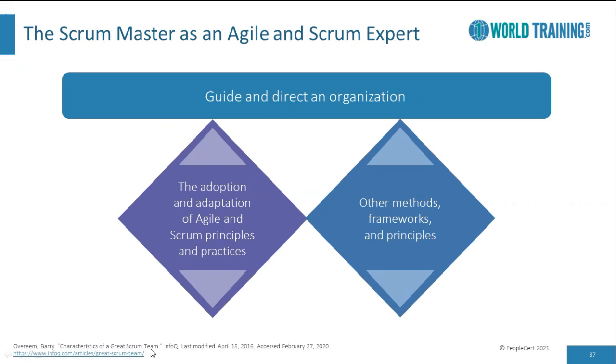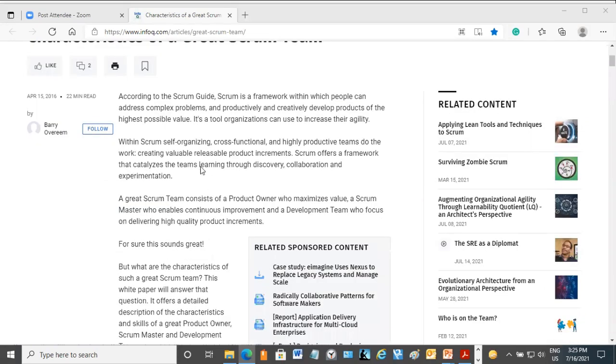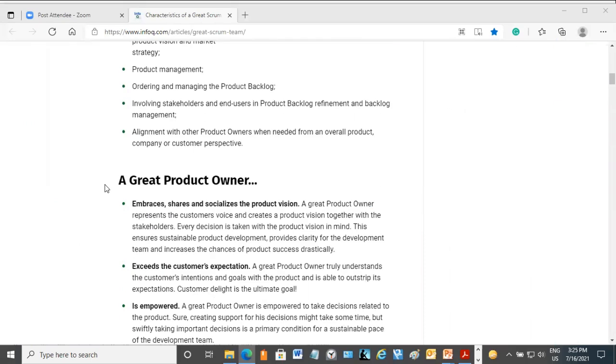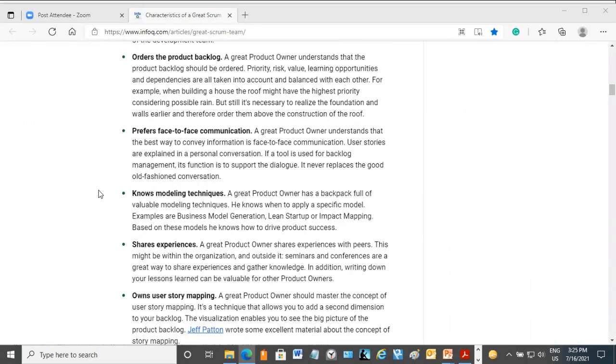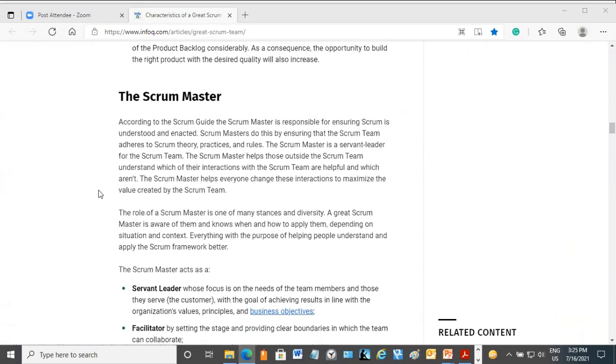Let's look at the link shown below from infoq.com, a great Scrum team. While there is extensive information on this site, let's take a quick look at what it includes. There is information here about the product owner. There's also information here about the characteristics of a great product owner, and then information about the Scrum Master.